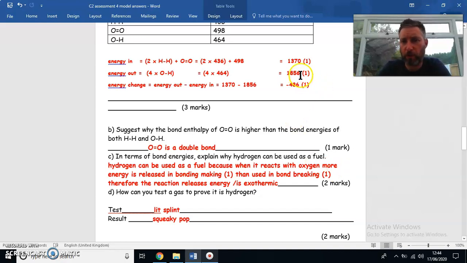Long and short of it, that number is bigger than that number. So overall, it's exothermic.